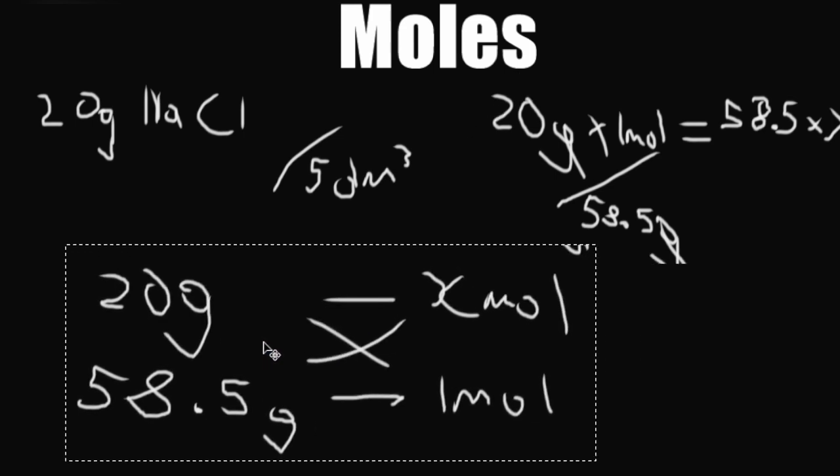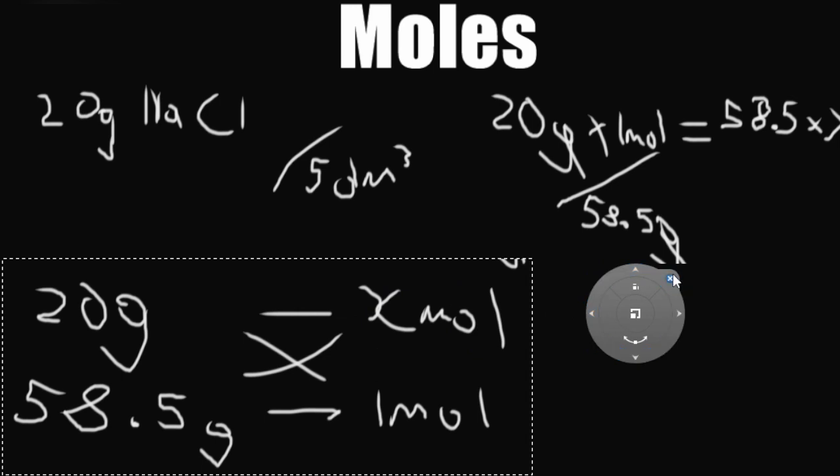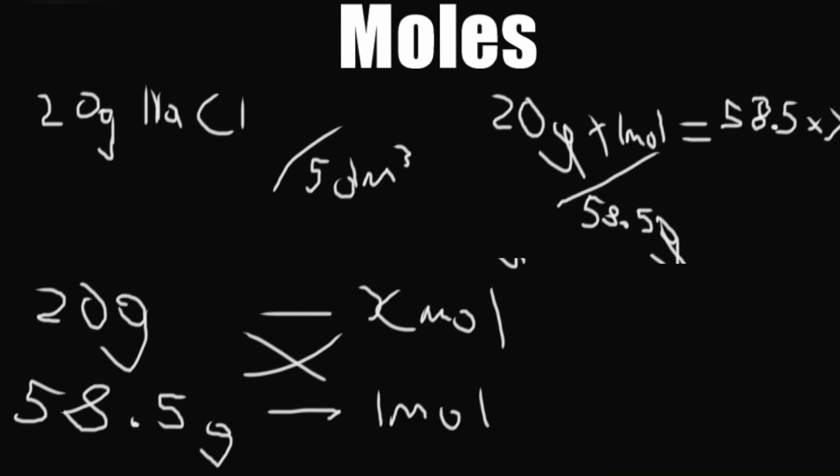0.341880341. So in chemistry, we use standard form or scientific notation in order to write our values. So we would say that 3.41 times 10 to negative 1 moles is present in 20 grams of sodium chloride. So this is the amount of moles present within the 20 grams. So we can substitute the 20 grams for this.